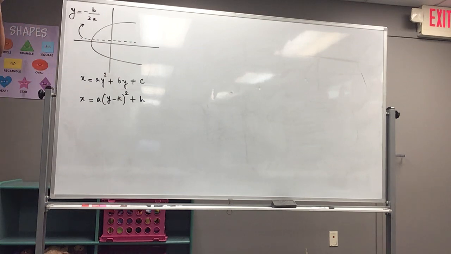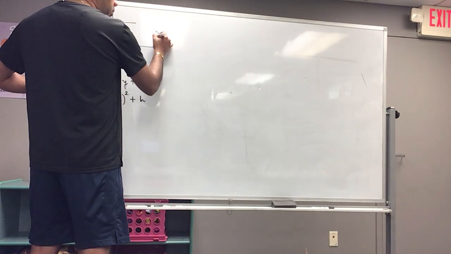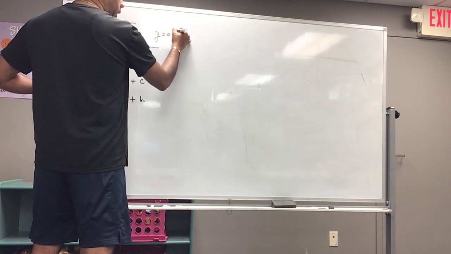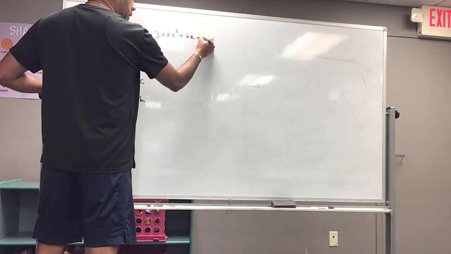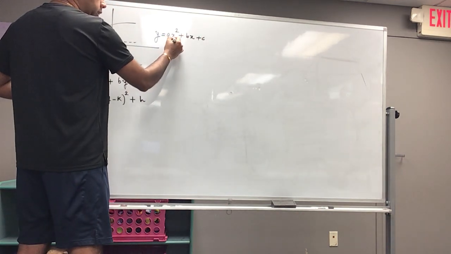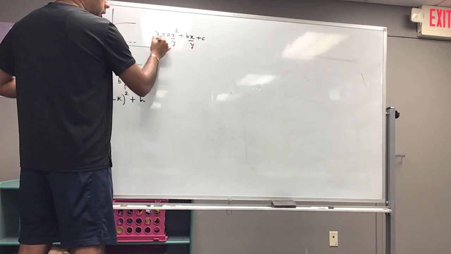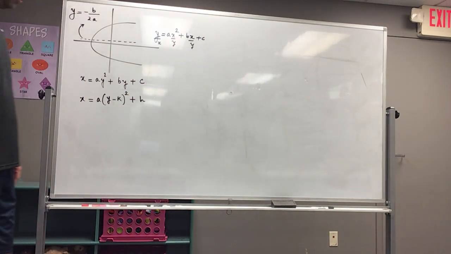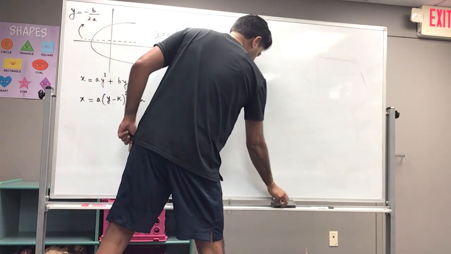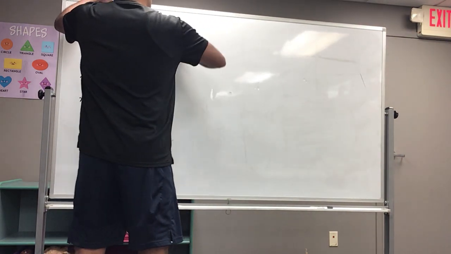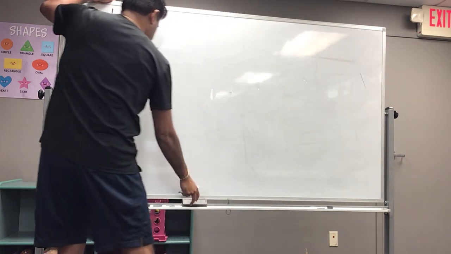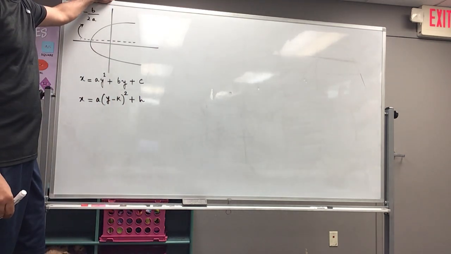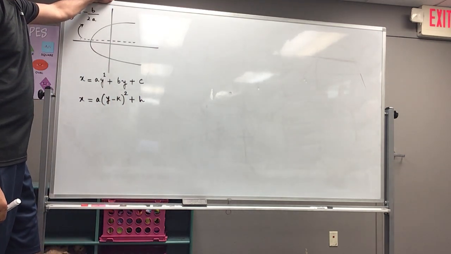Can you explain how you got the standard form? I'm a little confused on that. This one? Yes. So remember in the normal form, it's y is equal to ax squared plus bx plus c. So x has become y, and y has become x. Oh, okay. Good? Good. All right.